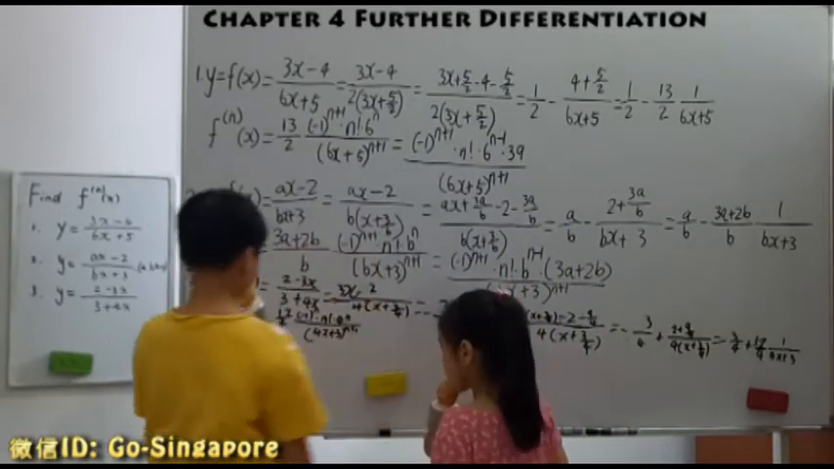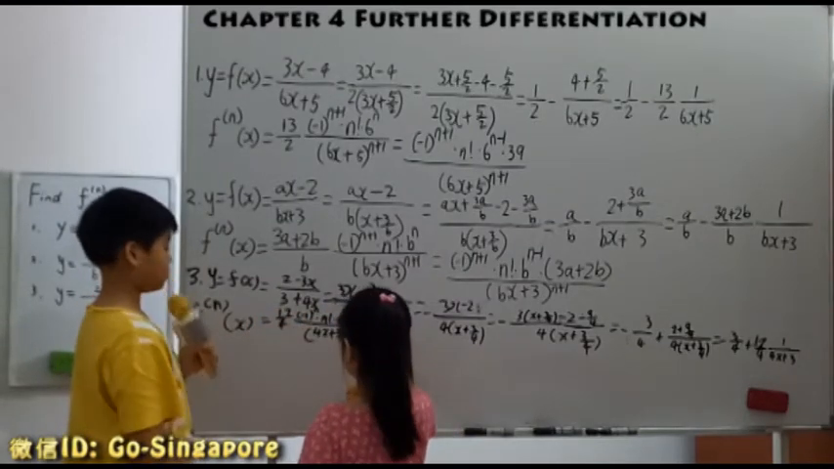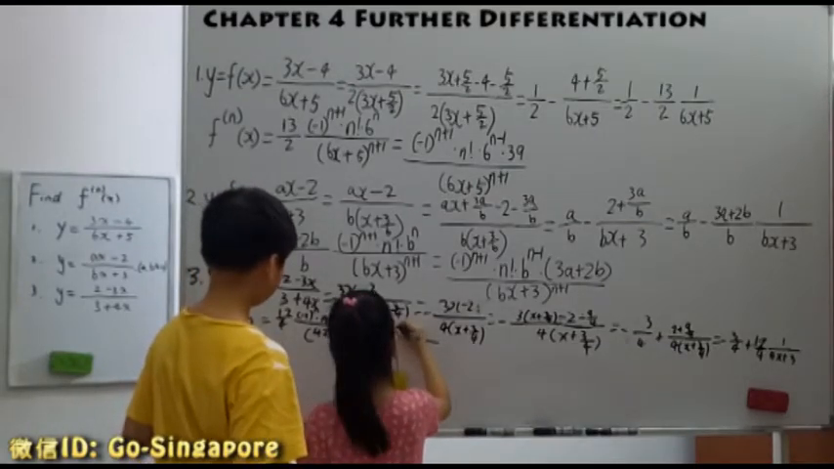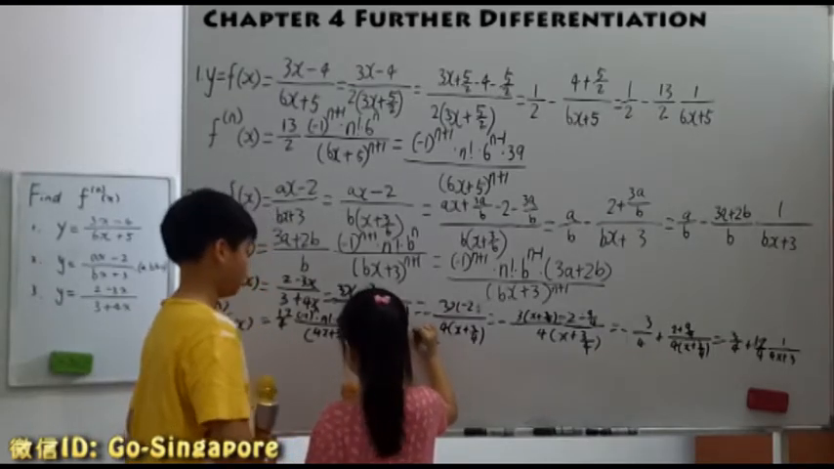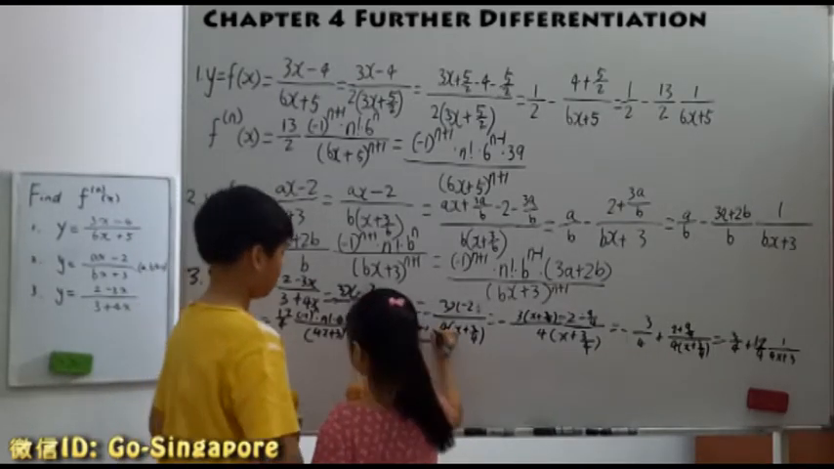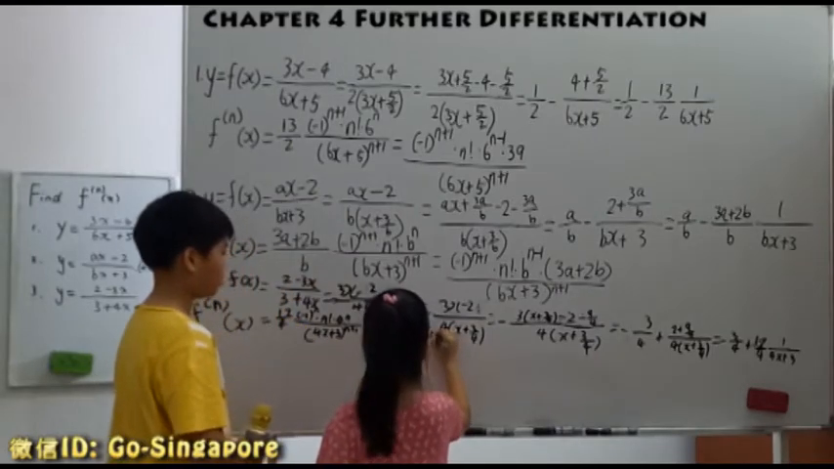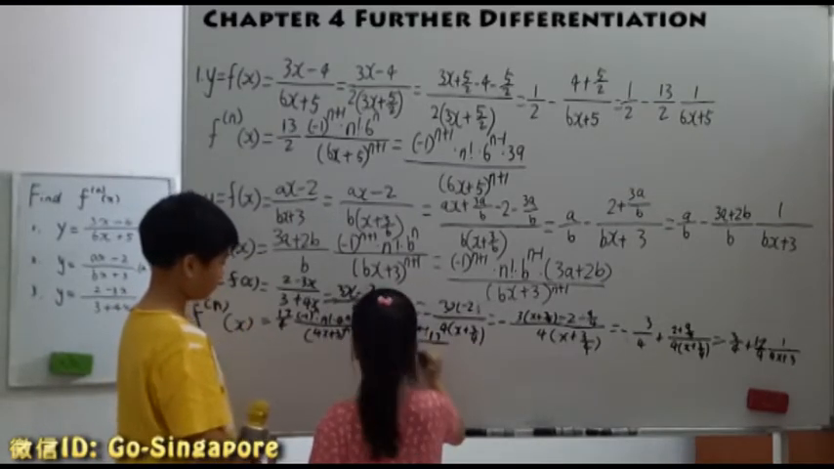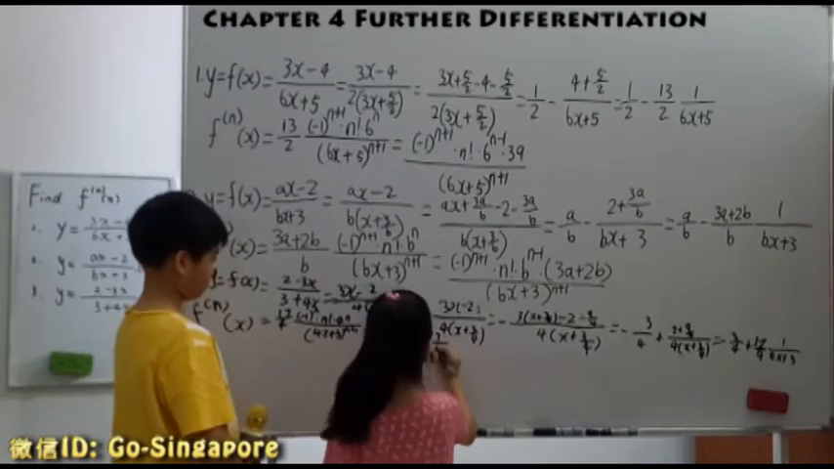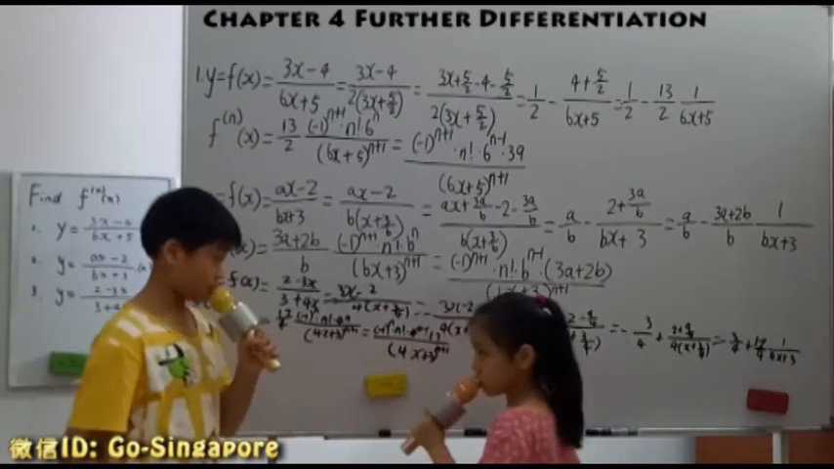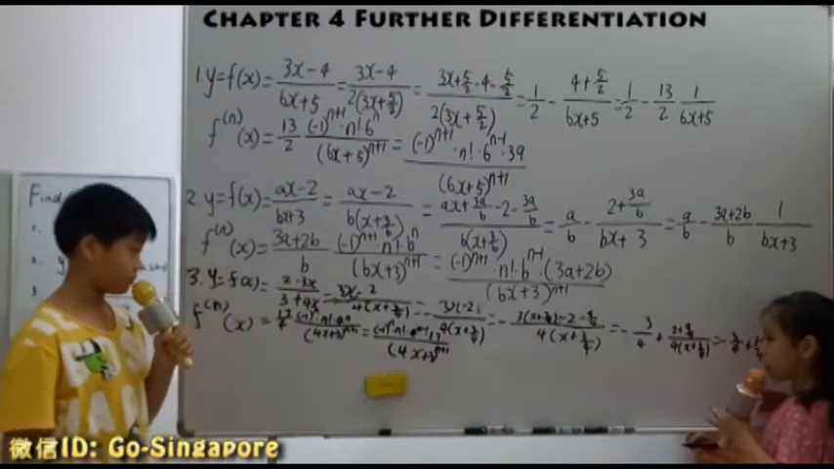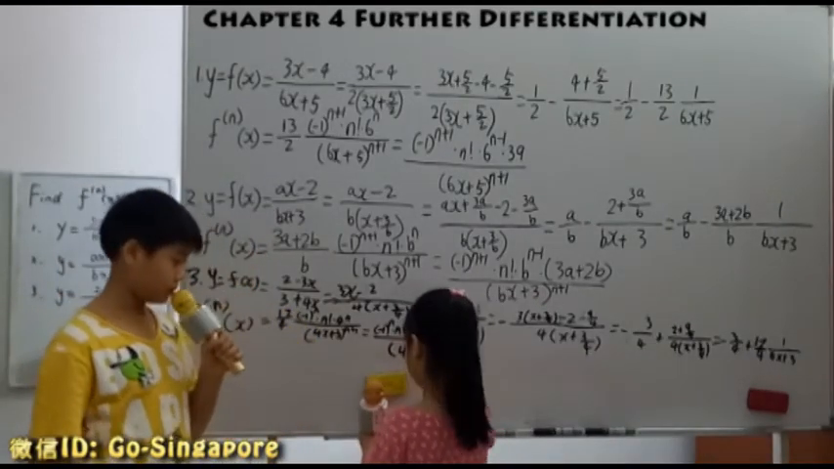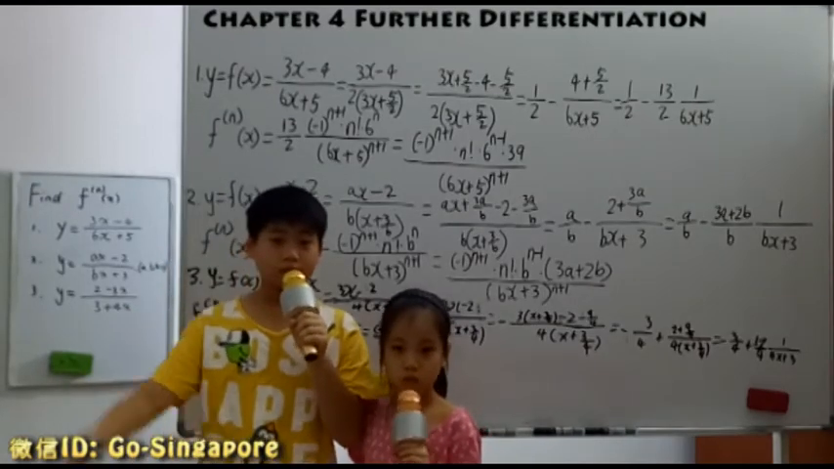Like this? You still can continue. 13 times 4 cancel. Then the denominator. Okay, so you got this as your answer, right? Yes. So like this, we got all the three answers. So can we end here? Okay. Bye.